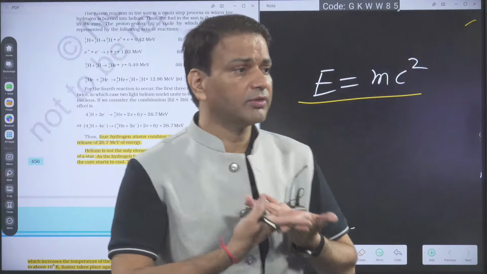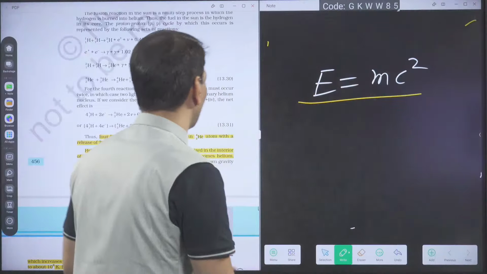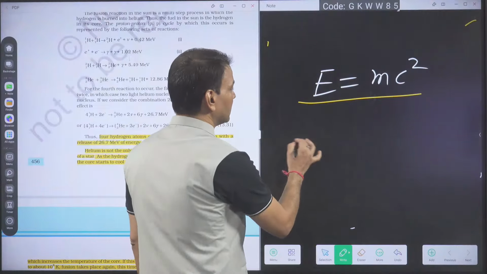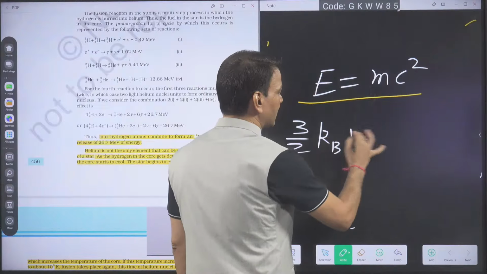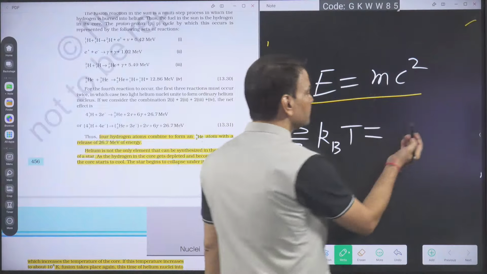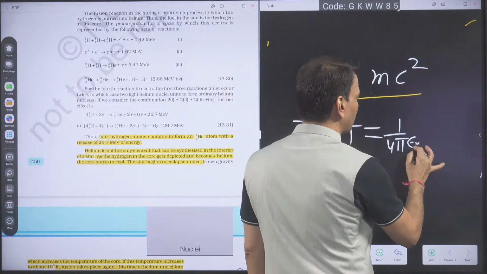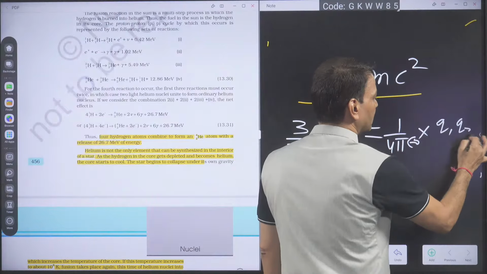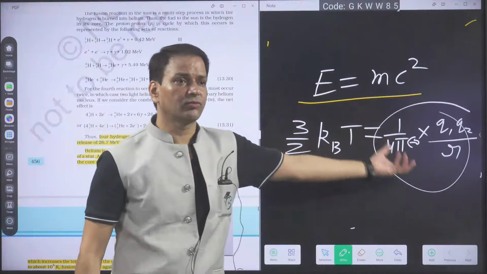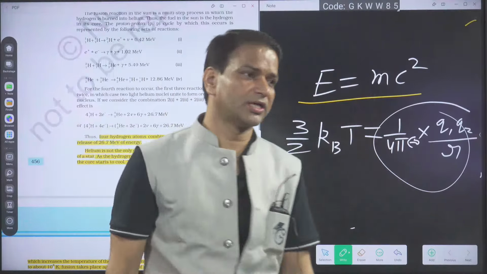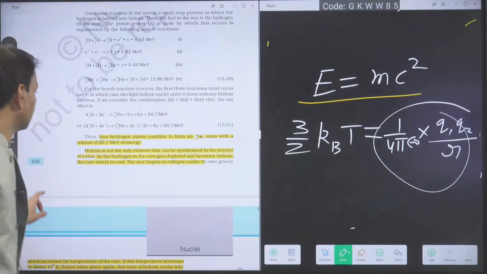If they ask for the calculation of the temperature, how much temperature is required to overcome the repulsive force, we will use this relation. Thermal kinetic energy 3 by 2 kBT, where kB is the Boltzmann constant, has to be equal to the potential energy at the minimum distance, 1 by 4 pi epsilon naught Q1 Q2 by R. We equate this kinetic energy to the potential energy at the closer distance. By that you can find the temperature required.